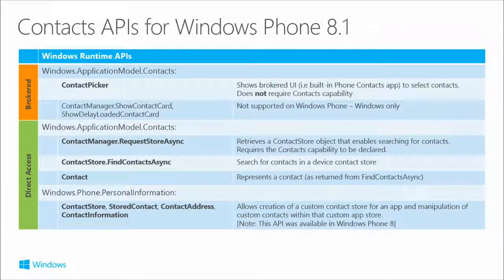This is a table that gives you a list of the different contact APIs. The brokered ones at the top mean, for Windows Phone, Contact Picker. On Windows, we've also got ContactManager.ShowContactCard and ShowDelayLoadedContactCard. We don't support contact cards on Windows Phone. Underneath that are the direct access ones, where you can request a store with RequestStoreAsync, and that gives you programmatic access to then call FindContactsAsync through that store object. That does a search and returns one or more contact objects that you can then get the information out of.